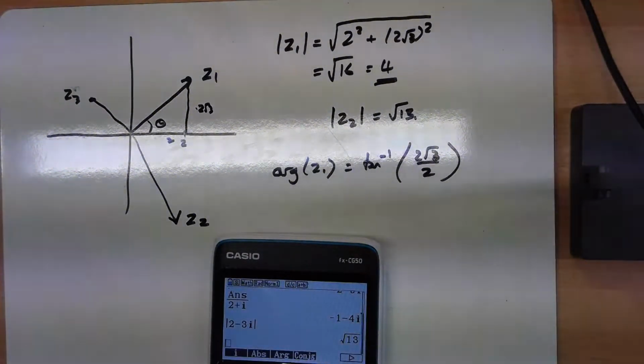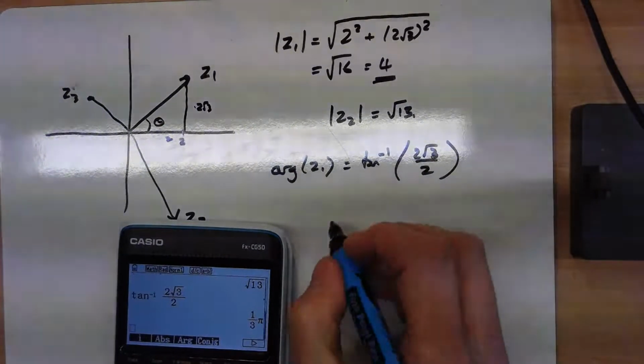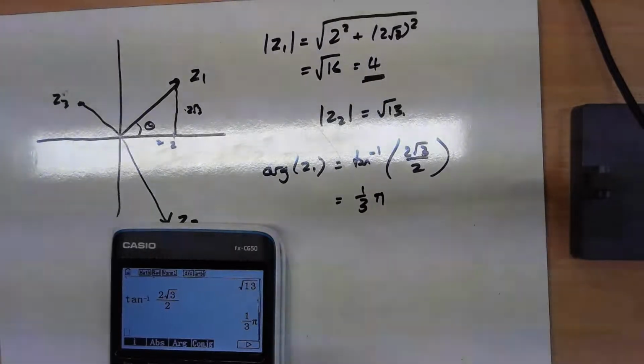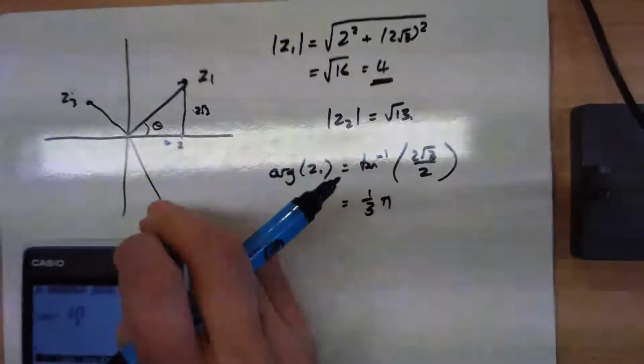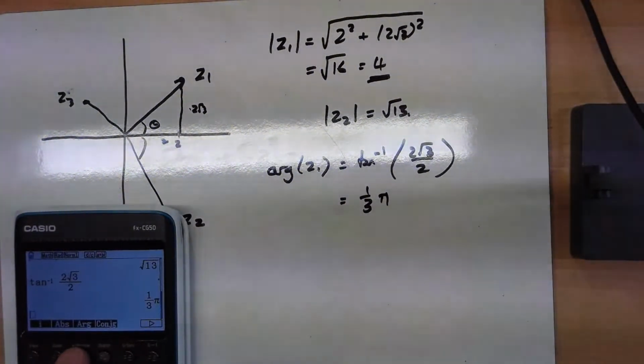I think I'm already in radians mode. So we'll do the inverse tan of, what do I say, 2 root 3 over 2. And it tells me that the answer here is, so the argument of Z1 is 1/3 pi. But, again, I could repeat this for lots of them. I mean, Z2 here, clearly it's going to be negative going down here. But look, we can do this on the calculator.